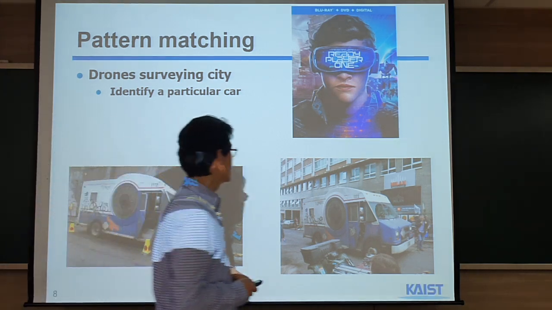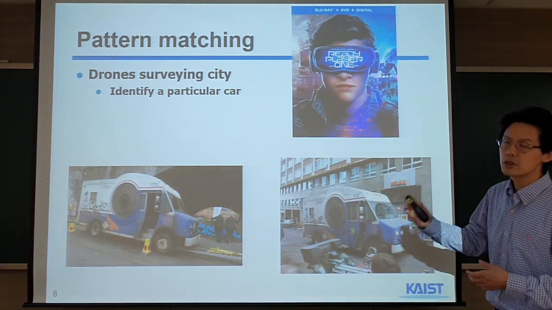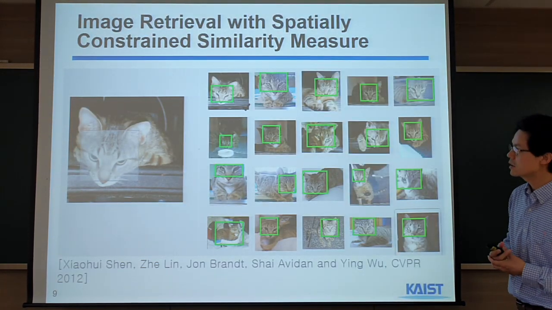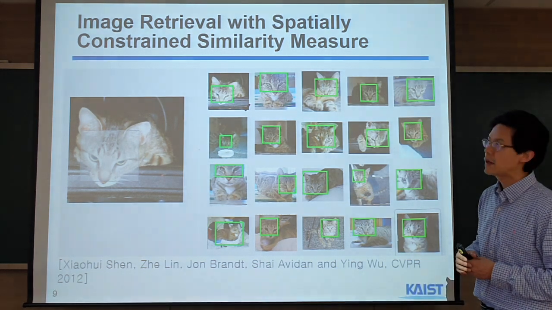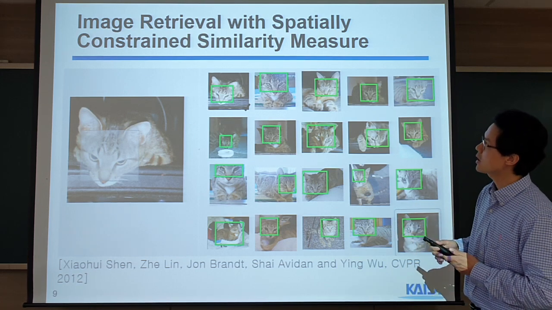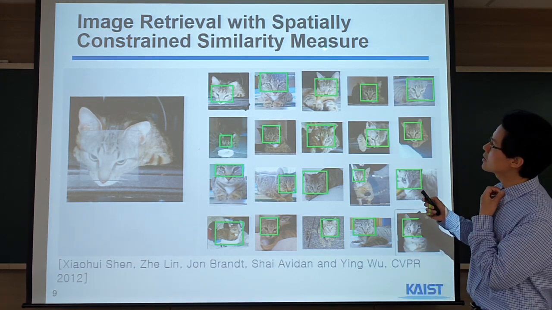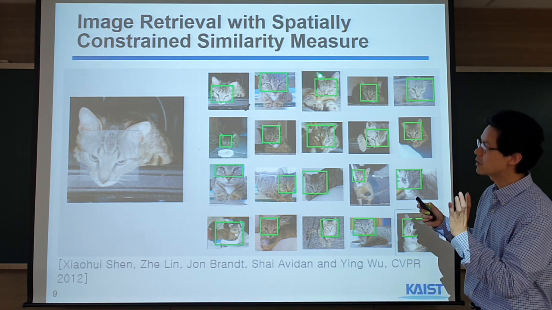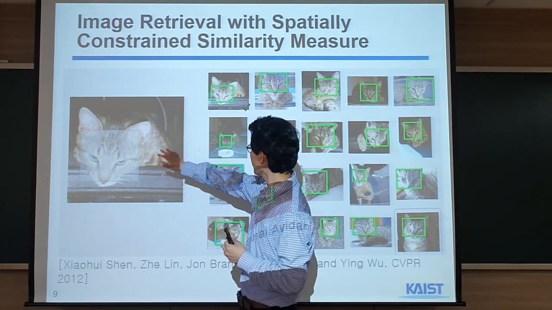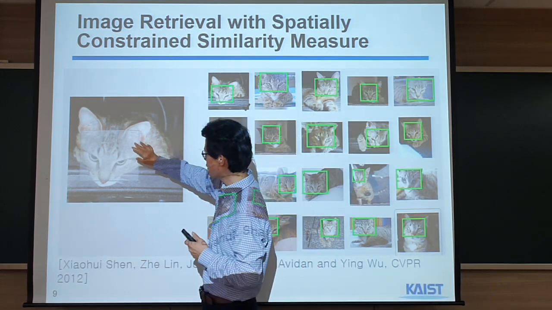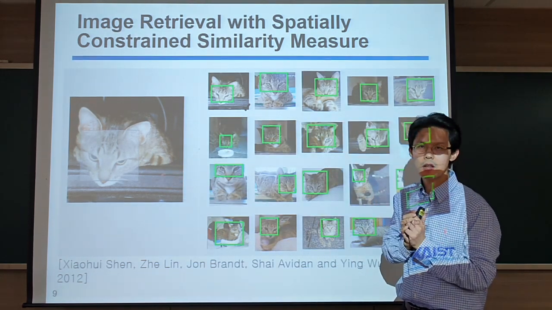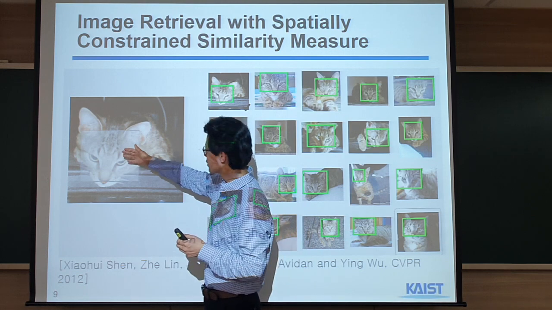This is just one application. We can use this technique for image search or other pattern matching. Also, here we didn't really use the RANSAC algorithm, but there have been some image search techniques that consider this kind of spatial configuration between distinct features. Here we can extract different features from the face of the cat, and then look at the particular geometric relationship between the eyes and the nose, right?